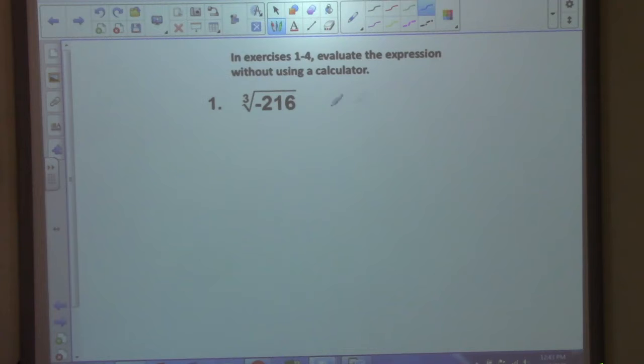Anyway, in exercises 1 through 4, evaluate the expression without using a calculator. This thing here represents something we call radical versus rational. How would you do this problem mentally without a calculator? It's not a real number. Yes, it is. It's to the third. Oh, to the third, you need negative. No, it's a cube root. There we go. That's one.